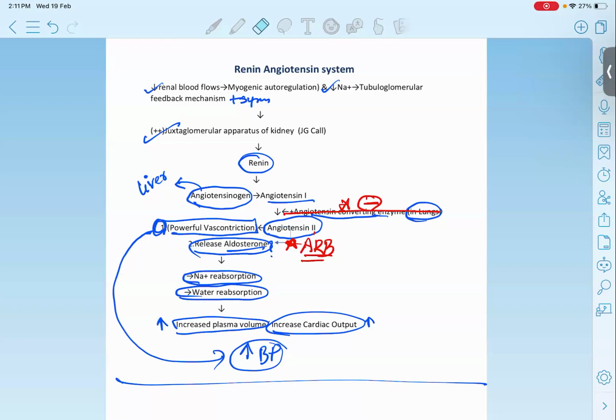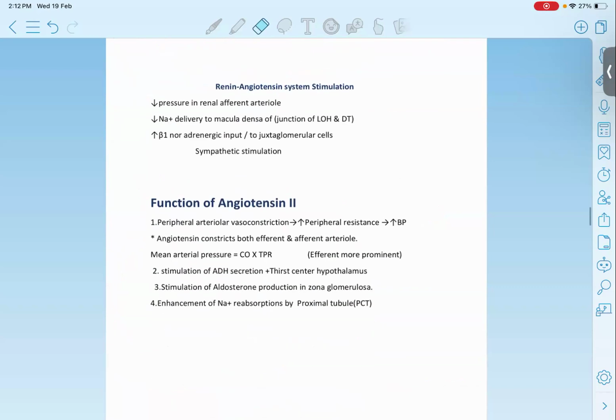All right. So that is all about the renin angiotensin system. I think you shouldn't have any question here. That's all you need to know. We will move into the next topic.